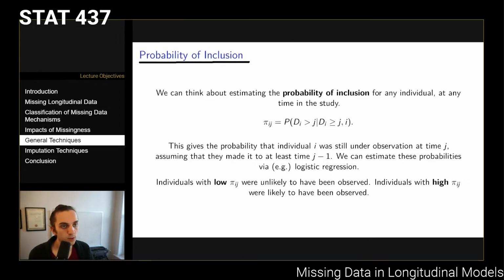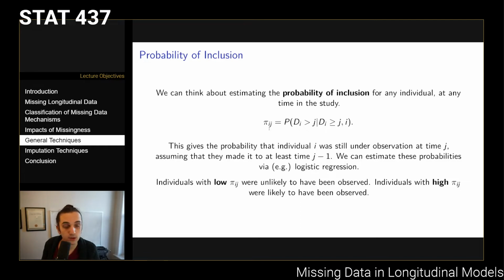What we're saying here is we have these probabilities, pi ij, and pi ij is going to be given by the conditional probability that the dropout indicator is after time j, given that we know it's at least at time j, okay? And we condition on i to indicate that these can differ based on individuals. So this is essentially saying it's the probability that an individual lasts beyond time j if we know that they were already in the study.